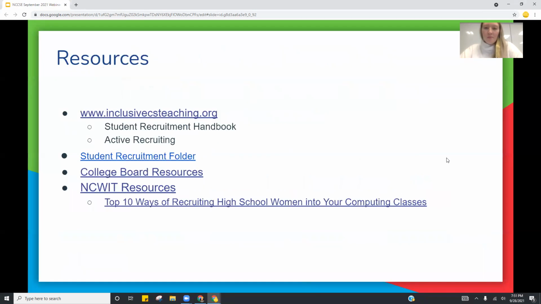There were lots of resources that were shared tonight, and I'll make sure the slides are shared as well, as Jen did add lots of great resources in there. We do have a lot of resources in the inclusivcsteaching.org website, and we also have a student recruitment folder as well as we have the NCWIT resources. Again, we encourage you to use all of these and be thinking about what are you doing to actively recruit students starting now and thinking about next year and beyond as you are leading your classes.